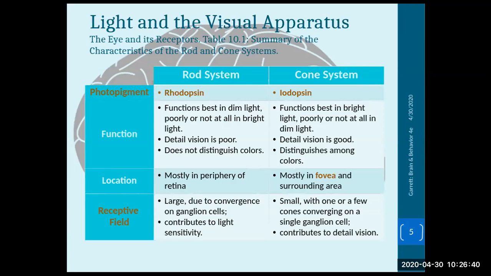With rods, they're just giving a little bit of information from each one to ganglion cells, and the ganglion cells kind of report that to the brain. But it's a very small receptive field for cones, with 1 or maybe a couple converging onto one ganglion cell, and this is how we can see a lot of detail and clarity in our vision.